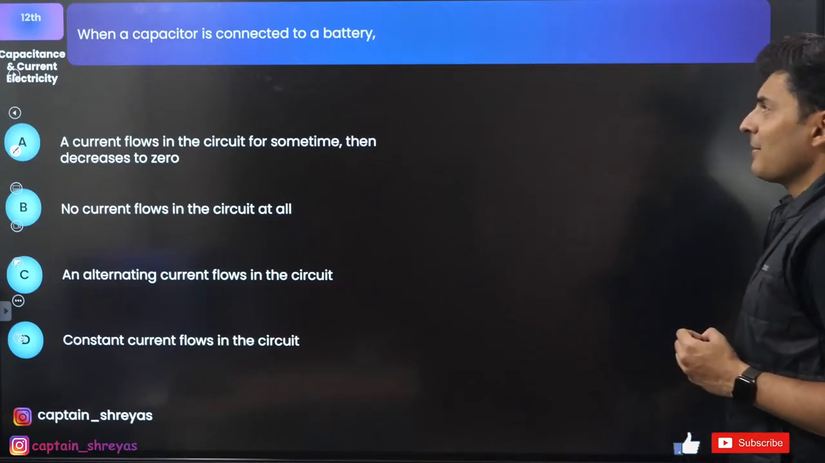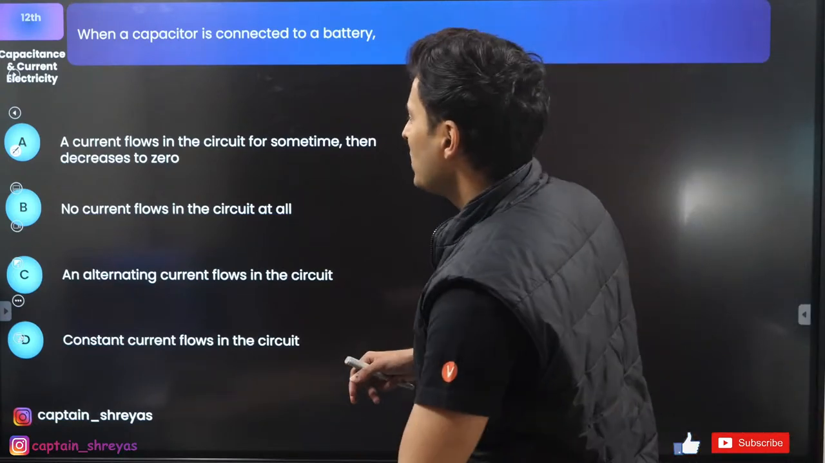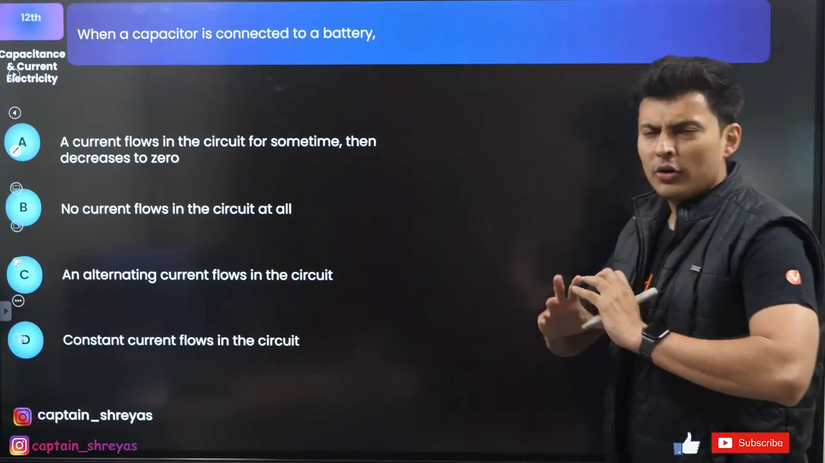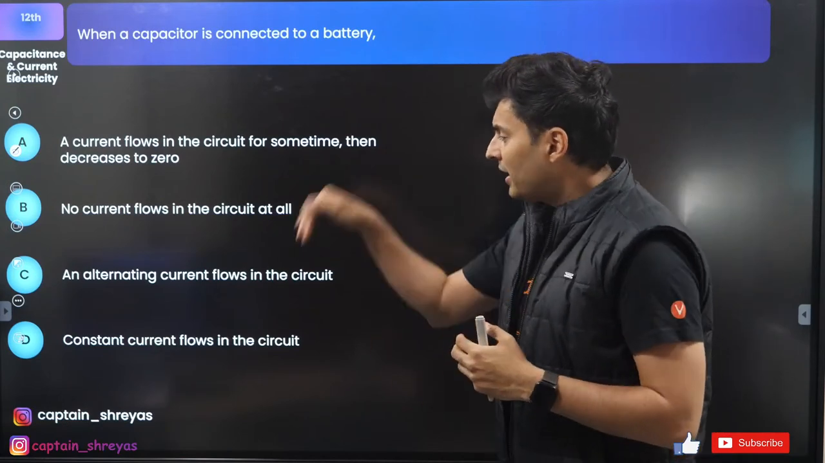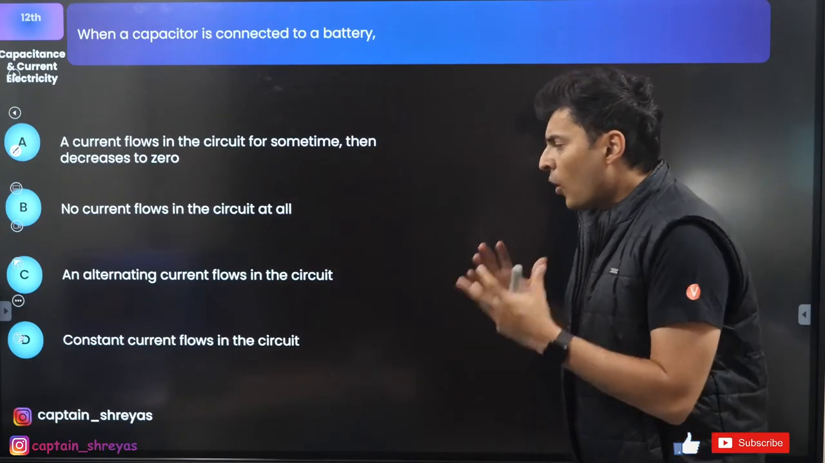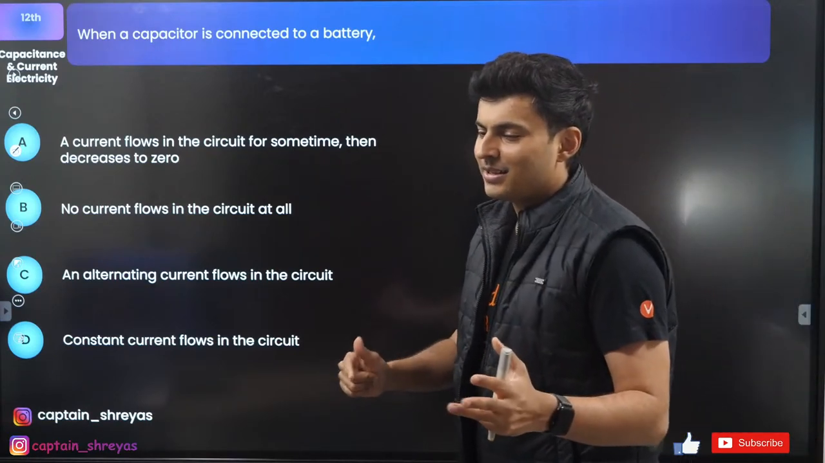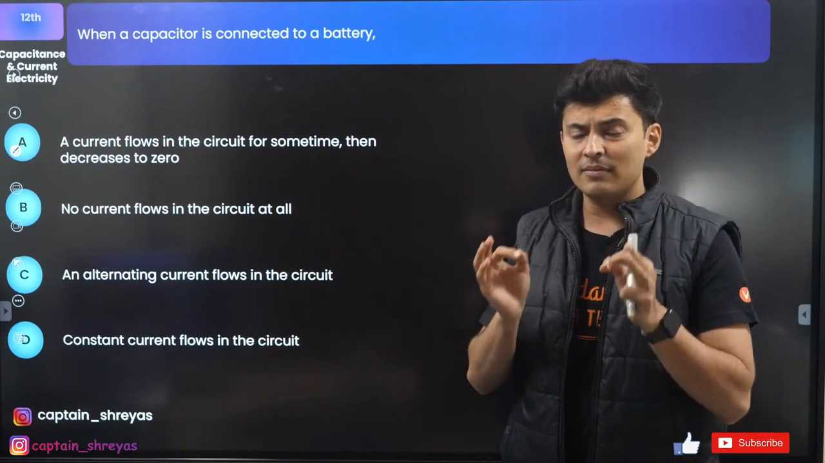Okay, so when a capacitor is connected to the battery, what do you think will happen? Do you think a current flows in the circuit for some time and then goes down to zero? Or do you think there is no current which flows in the circuit? Or do you think there is an alternating current which flows in the circuit? Or do you think a constant current flows in the circuit? Let's see how many of you can answer this. I want every student present out here to answer each and every single question.